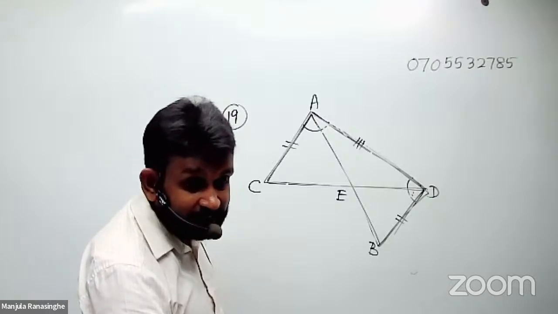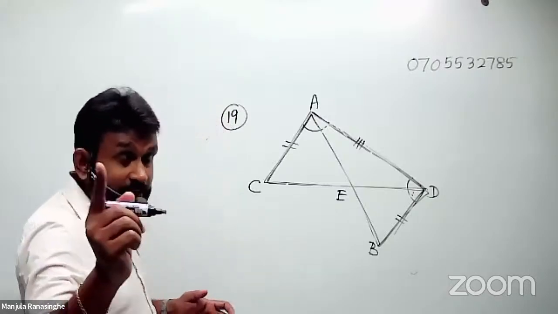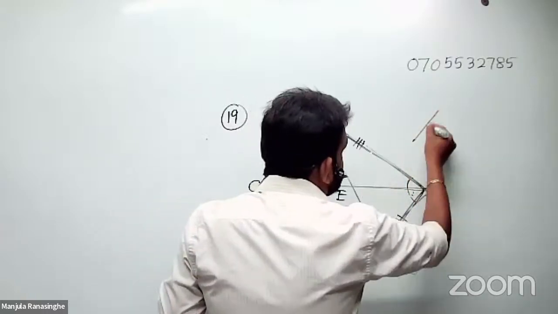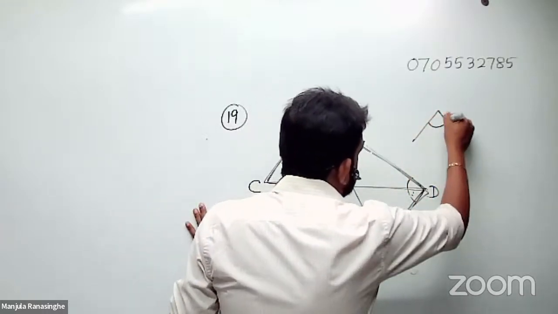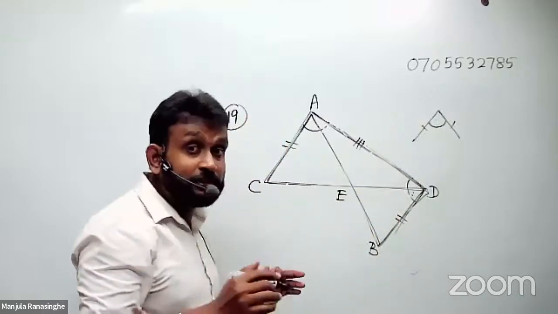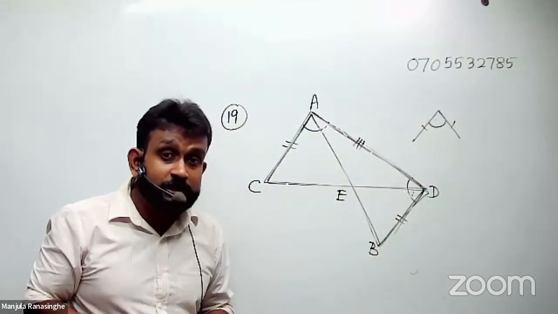Under the side angle side case, what is the basic requirement? The two sides should be there, and right in between them the angle should be located. That means the angle shall be the intermediate angle.